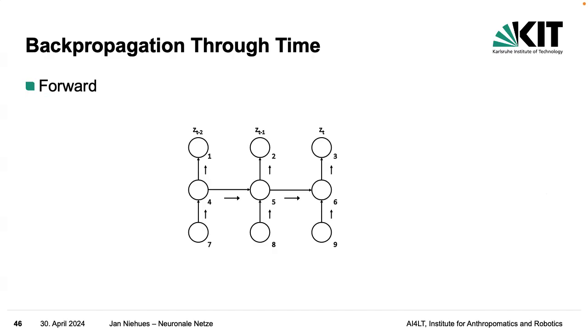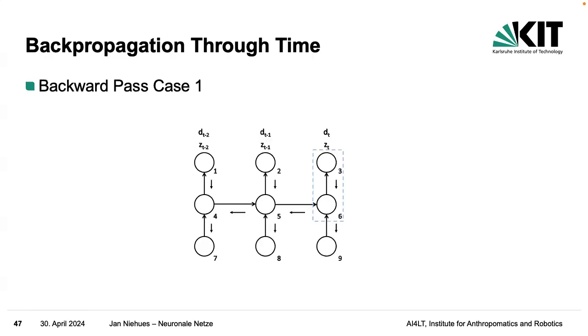So the first thing we are doing is our forward pass. We get inputs here at nodes 7, 8, and 9. We are putting them in, and also to the right, and calculating our outputs 1, 2, and 3. This is our normal type of forward pass.